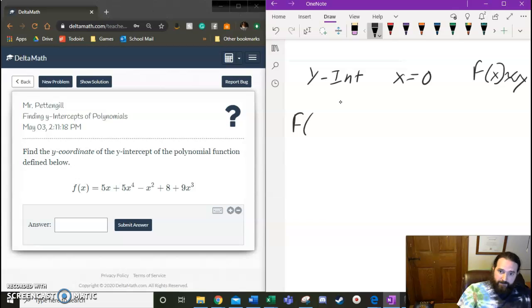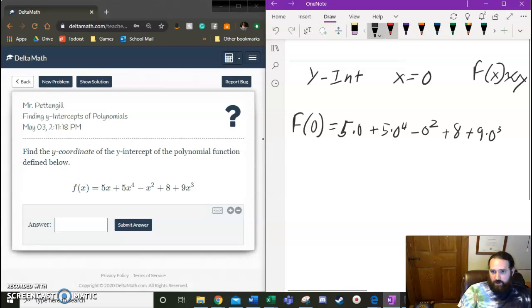So f of 0. And I'm going to copy this entire equation over here. Everywhere I see an x, it's going to get a 0. So equals 5 times 0 plus 5 times 0 to the 4th minus 0 squared plus 8 plus 9 times 0 to the 3rd. Well, guys, you can see what's going to happen here. Well, 5 times 0, that's 0. Plus 0 to the 4th power is 0. Times 5 is 0. Minus 0 squared is 0.